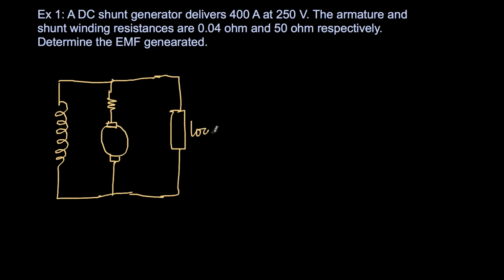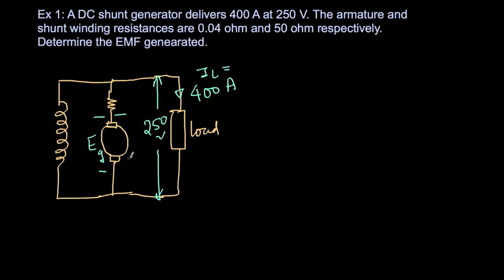So this is the load, and what is the load doing? A DC shunt generator delivers 400 amperes. So the load current is 400 amperes, let's denote it as IL, and at 250 volts. So the terminal voltage here is 250 volts. Does it mean that the armature also generates 250 volts? Actually not. So this is EG, the EMF generated in the armature. It will be slightly more because there will be a voltage drop here. And the resistance here is 0.04 ohm, and this resistance is 50 ohms.